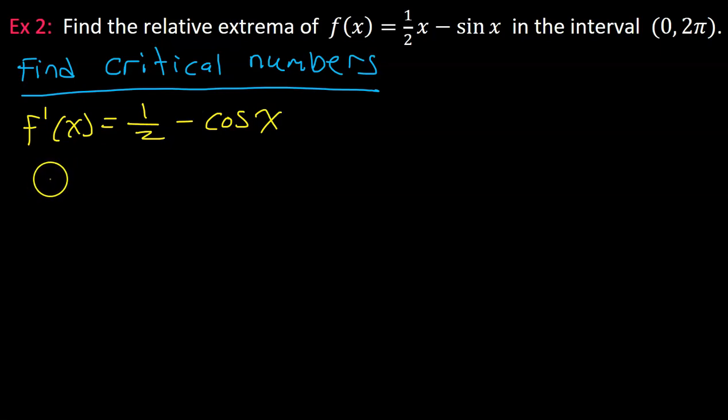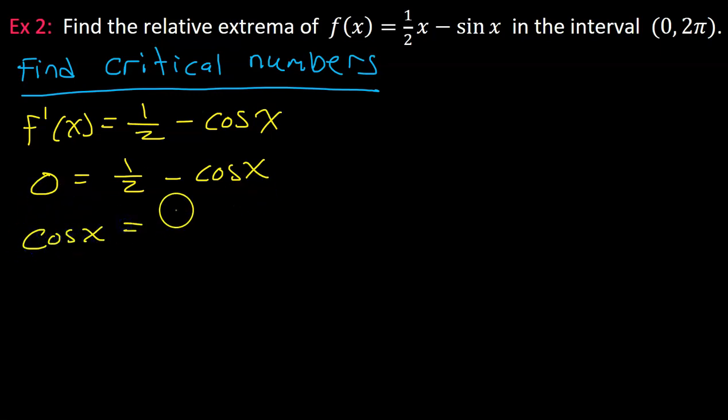So if we set this equal to 0 and solve, that will give us the critical numbers. Notice there are no values that will cause this to be undefined. So by finding the values where the derivative equals 0, that will give us all of the critical numbers. So let's add cosine x to both sides, and that'll give us cosine x is equal to 1/2.